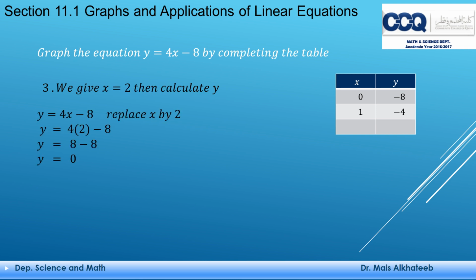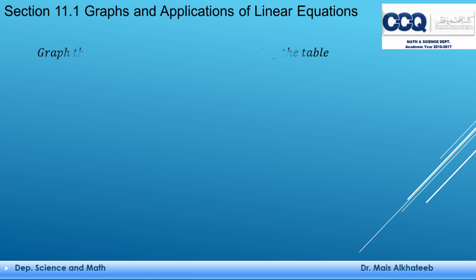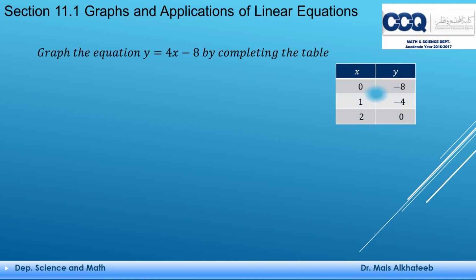y equal 4x minus 8. Replace x by 2. y equal 4 ب 2 minus 8. Instead of x I will put 2. y equal 8 minus 8. 8 minus 8 equals 0. So I will have 2 and 0. Then I have now 3 points. 0 minus 8, 1 minus 4, and the third point is 2, 0.